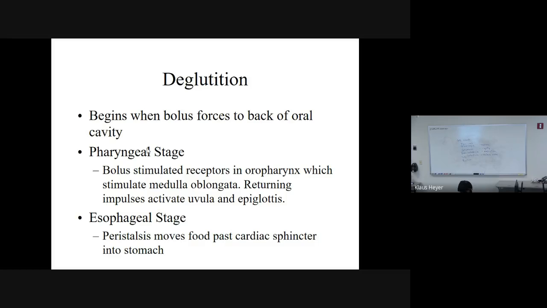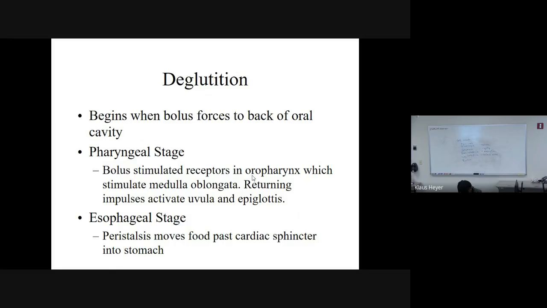But before you do that, you have to take your tongue and push it to the back of your oral cavity. And when that happens, you've got receptors back there. So now you're in the pharyngeal stage, pharynx, right? You've got receptors in the back of your oral pharynx. They are hooked up with your brainstem. Just like we talked about with the heart and the lungs, I kept talking about the medulla oblongata, which is in your brainstem. Again here, medulla oblongata.